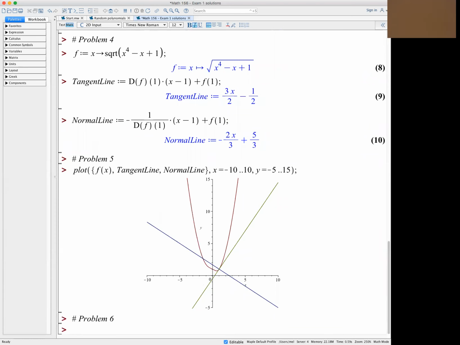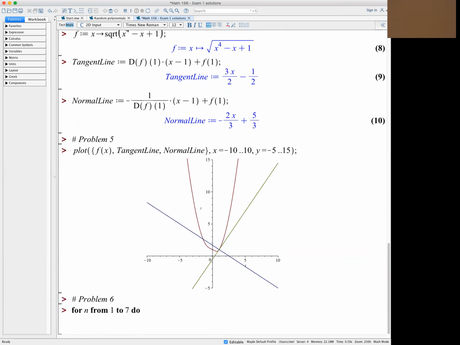Problem 6 is to write a loop to compute the first 7 derivatives of a function. So for n from 1 to 7 do, let me put in my n do. And for each n, the nth derivative, you write, d at n. Now I need a name for the function, so I'll call it f of x also.